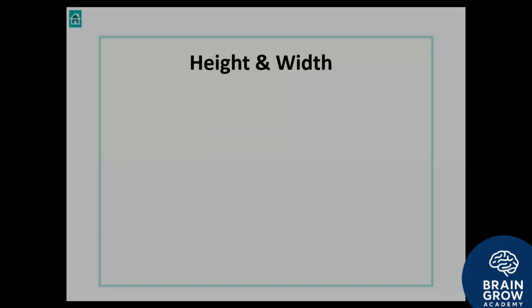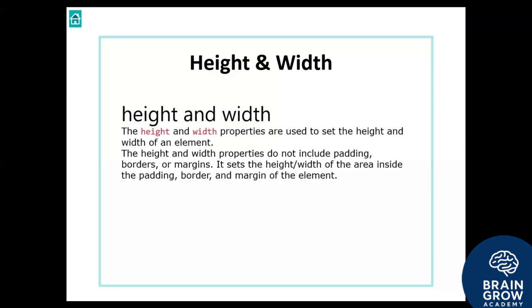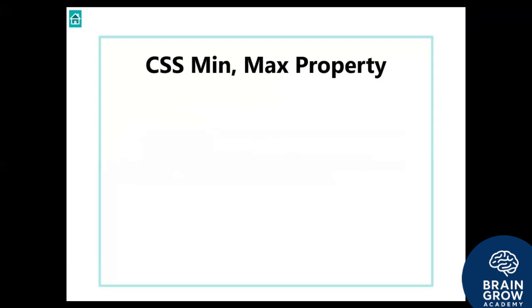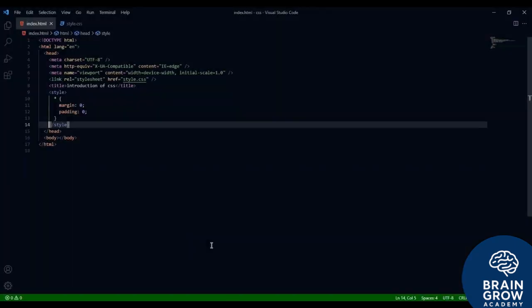All right, so let's now move on to another very important topic, the height and the width. These properties are used to specify the height and the width of an element. With CSS, we can easily change the width and the height. They are easily customizable. We also have the min and the max properties, which are used to specify the min and max height and the min and max width. So let's have a practical look at these concepts in VS Code.